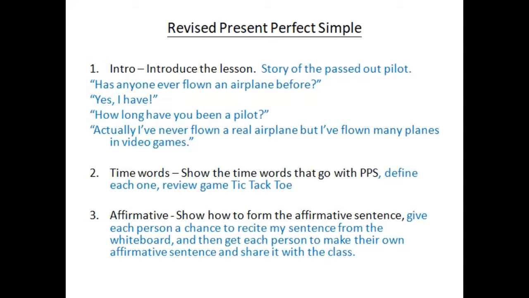And then what I would do is go back through each part. I'd check for comprehension of the whole dialogue, and then I would highlight each sentence in the dialogue to show them whether it's an affirmative, negative, or a question. And then instead of just showing the time words, I would define each one of the time words, and then we would play a quick game to review it. After that, we'd move on to the affirmative sentences, where I would show them how to form it, give each person a chance to recite my sentence from the whiteboard, and then get each person to make their own affirmative sentence and share it with the class.